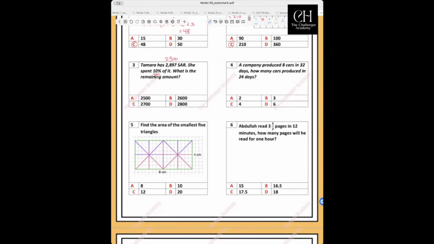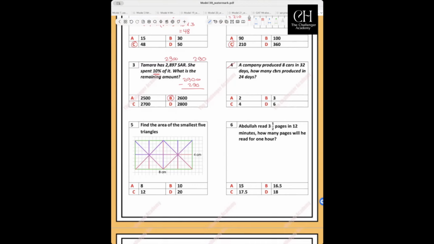If you want to calculate 10% of this number, just eliminate one 0, so it will be 290. So 10% of this number is 290. We want to find the remaining, just subtract 2,900 minus 290. It will be approximately equal to 2,600. So it's B. Question 4.